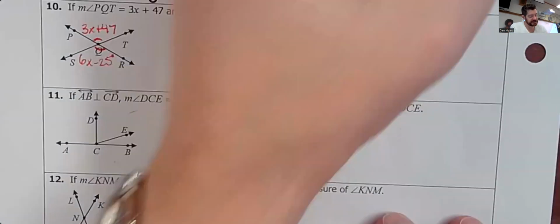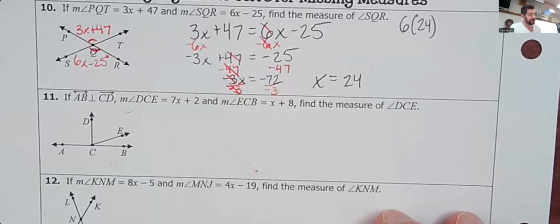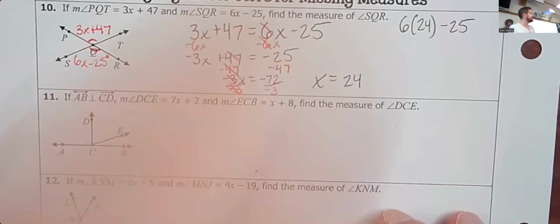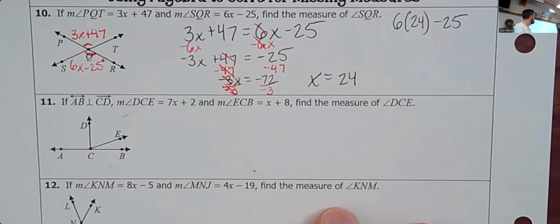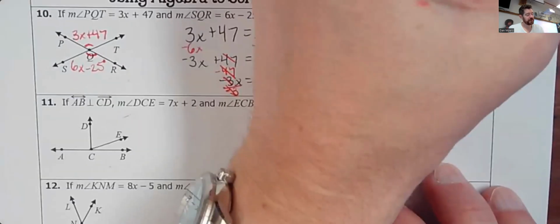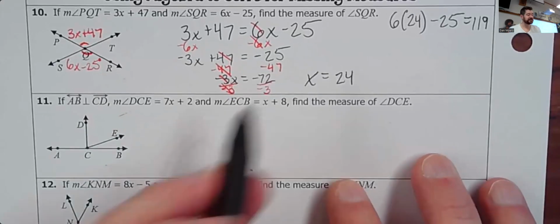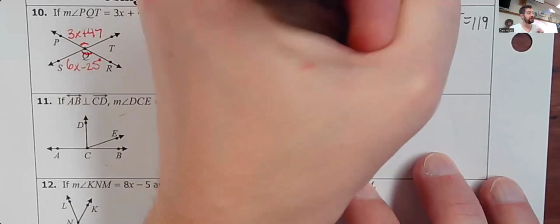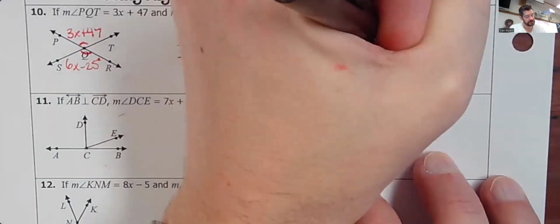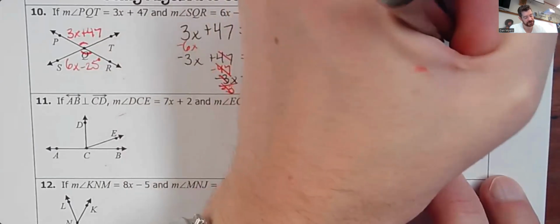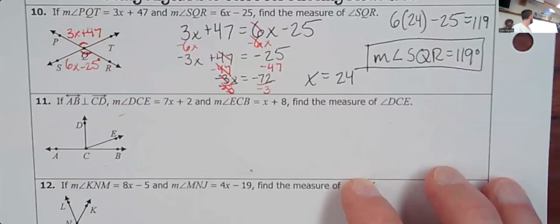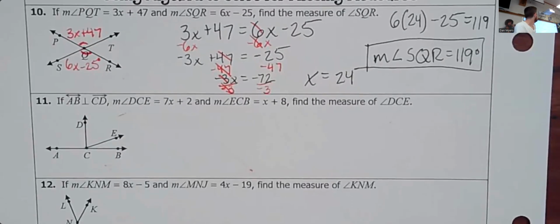So this will be 6 times 24 minus 25. That's the math that has to be done. What is it? 119. Good. So this equals 119. So the answer, the way we need to write this, is it's asking for the measure of angle SQR. So we need to write lowercase m, measure of angle SQR equals 119 degrees. That is how we deal with that. All right.